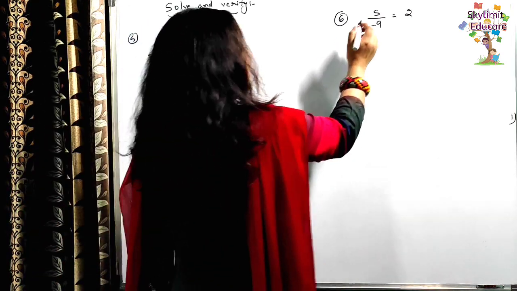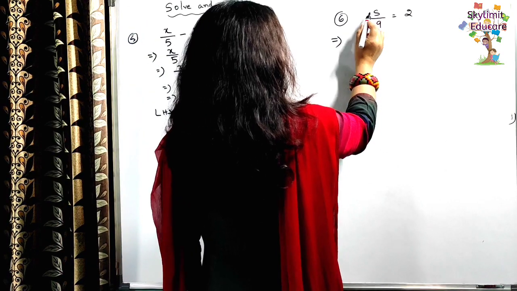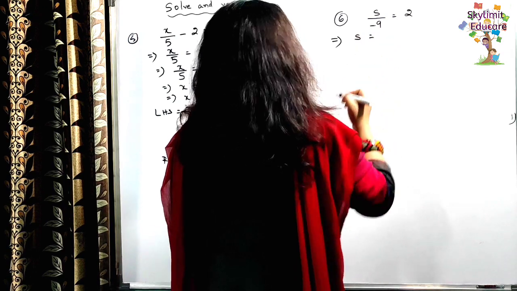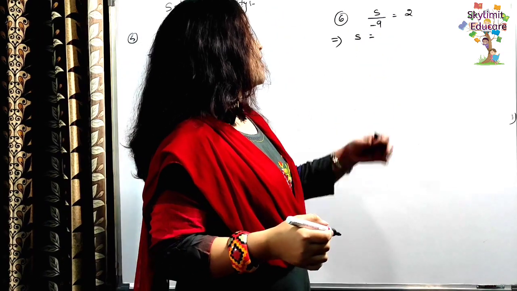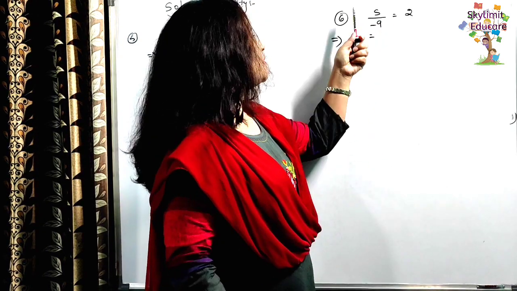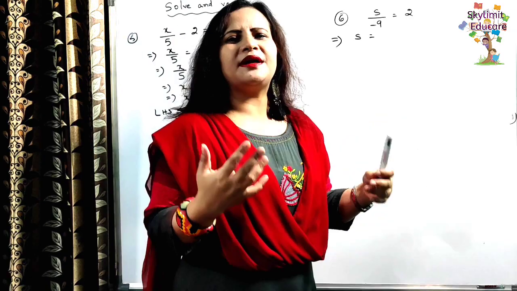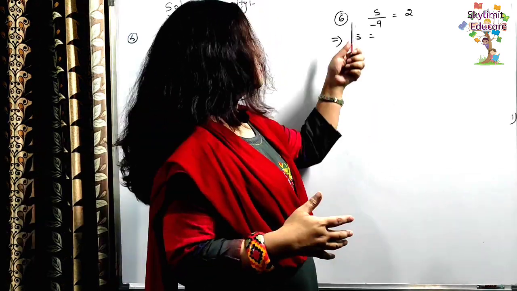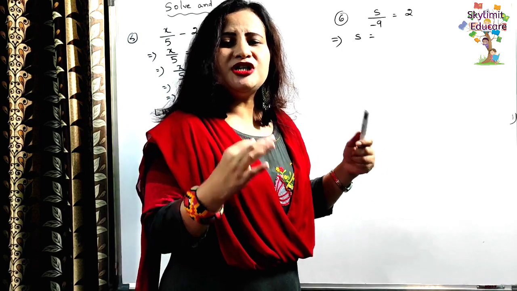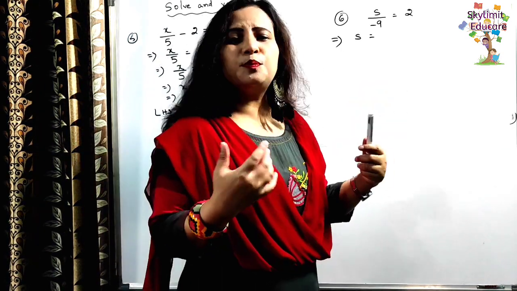Okay? Let's come to the next question, students. s by minus 9 is equal to 2. So the variable is what? s. Now students, you see here, I just need to shift this minus 9 to the right hand side. Now what is the relationship between this s and minus 9? What is the mathematical operation going on in between s and minus 9? It's division. Okay? So here don't change the sign of minus 9 to plus 9.